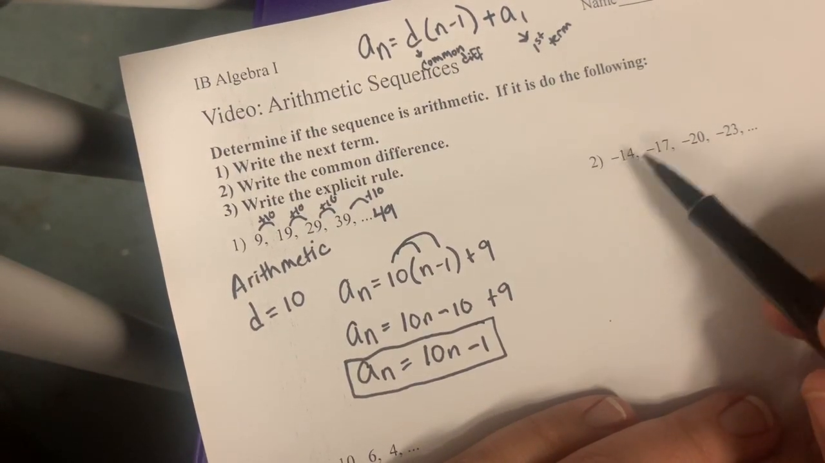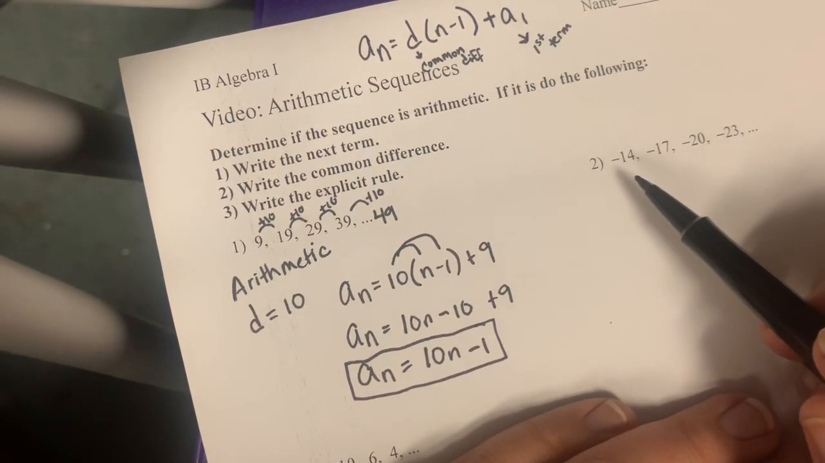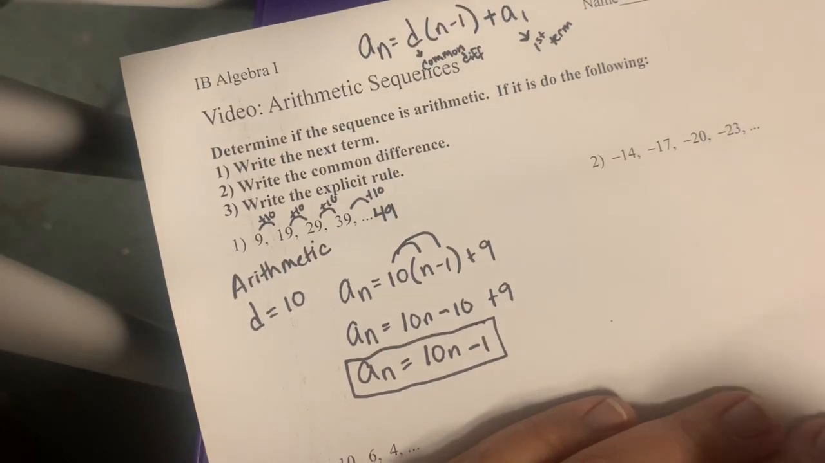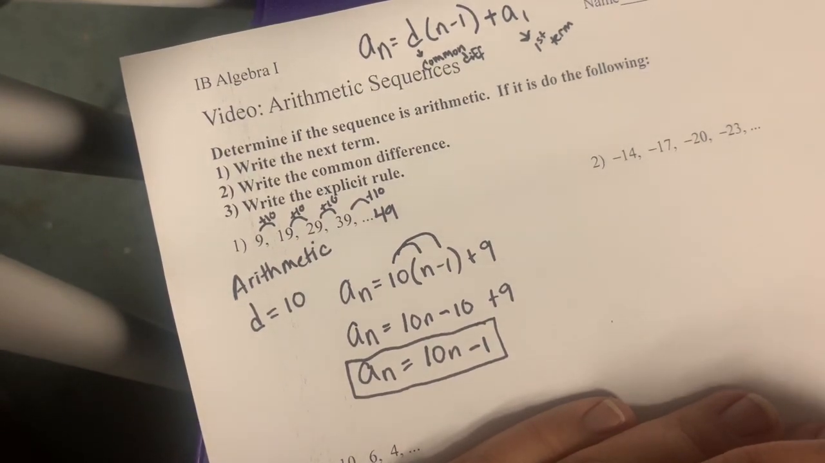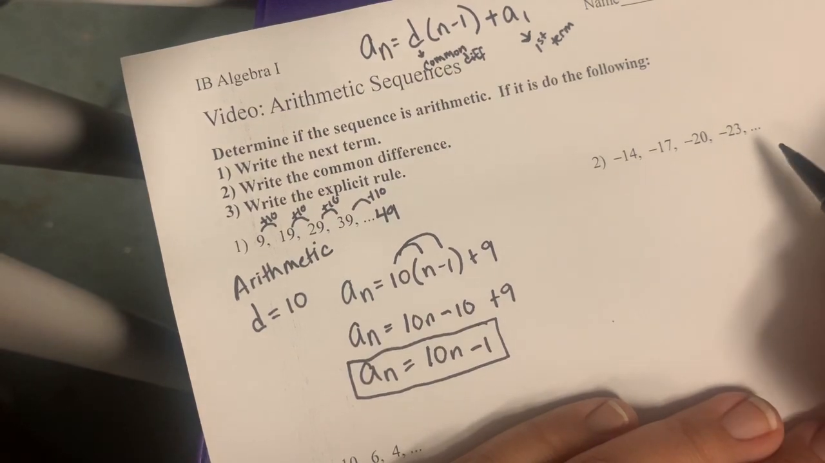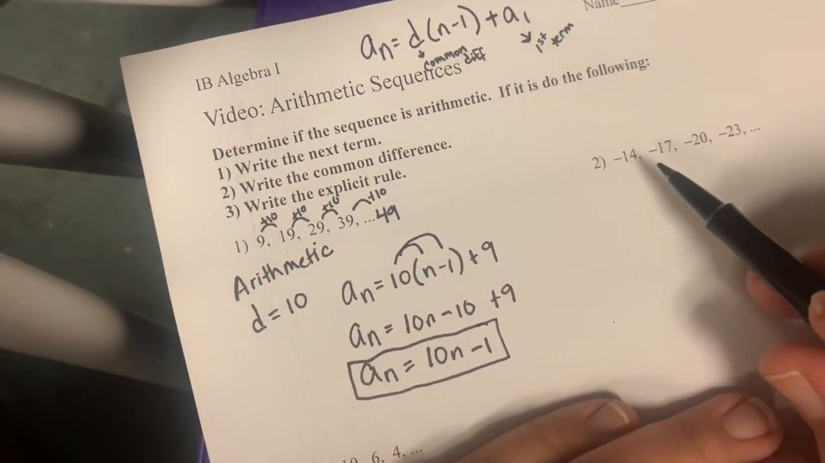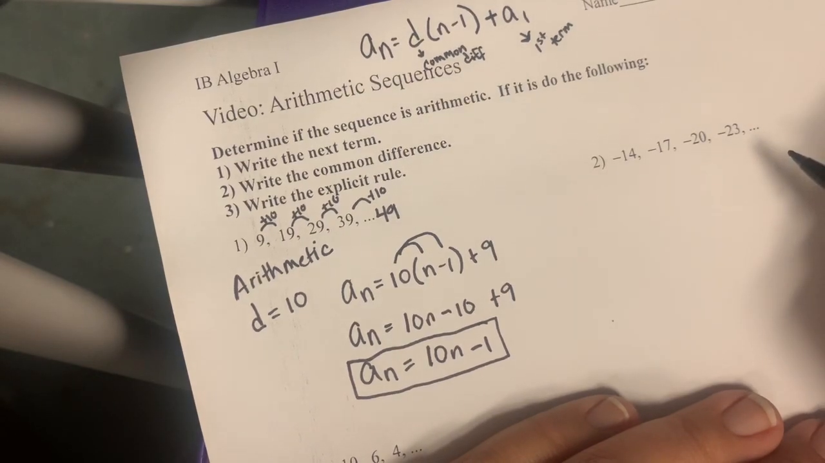So I've got to think, am I adding something to negative 14, or am I subtracting something from negative 14 to make it negative 17? Well, I know that negative numbers do the opposite of positive numbers. So as these numbers get bigger, because they're negative, they're actually getting smaller. So this is going down, which means I have to subtract something from negative 14 to get to negative 17.